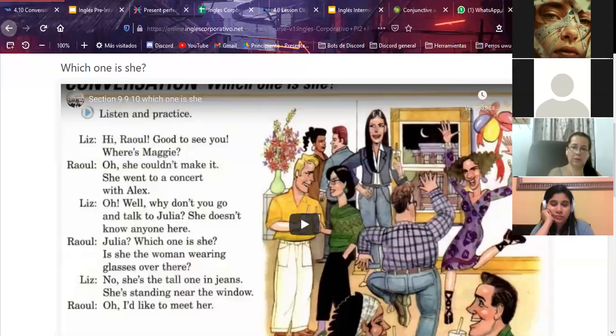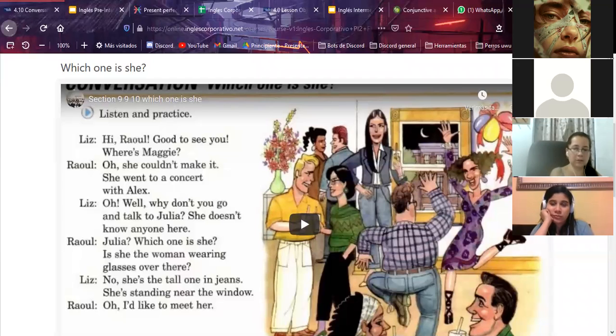Okay. Hi, Raul. Good to see you. Where's Maggie? Oh, she couldn't make it. She went to a concert with Alex. Oh, well, why don't you go and talk to Julia? She doesn't know anyone here. Julia? Which one is she? Is she the woman wearing glasses over there? No, she's the tall one in jeans. She's standing near the window. Oh, I like to meet her.